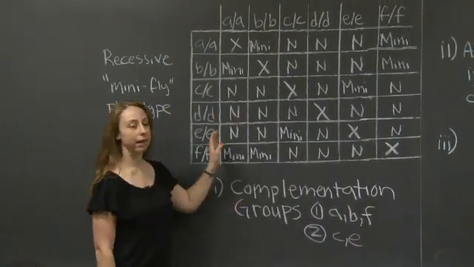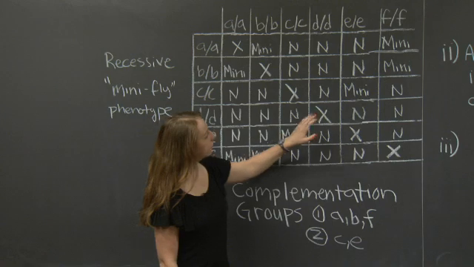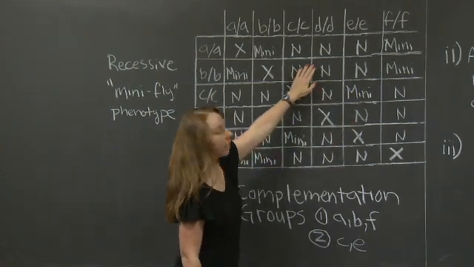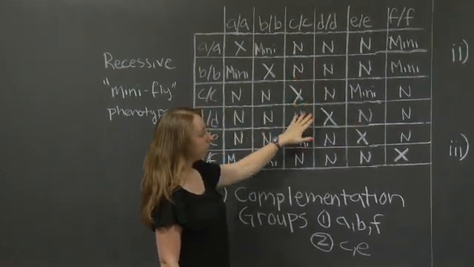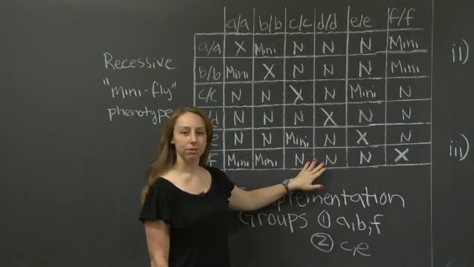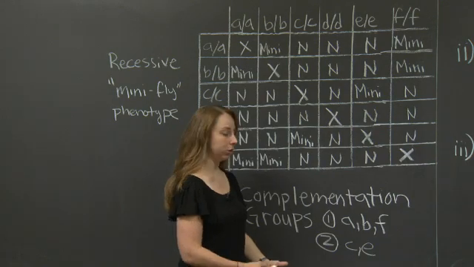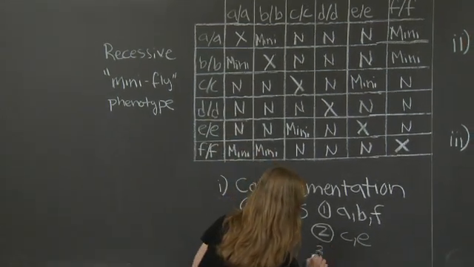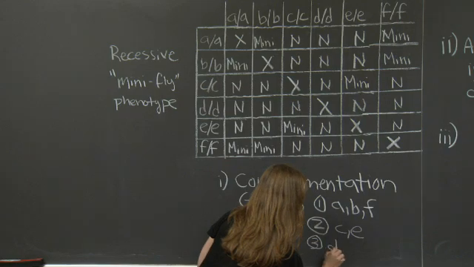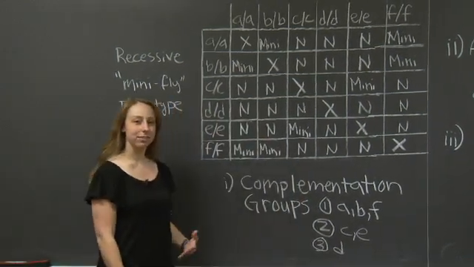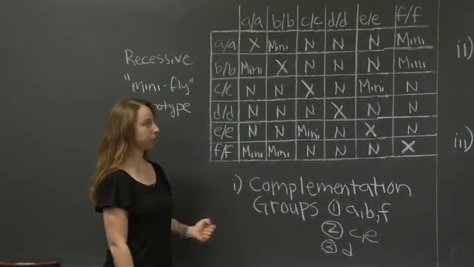So now we're done with A, B, C, E, and F. So looking at D, when crossed to all the other flies, you never get a mini fly phenotype. So D must be in its own complementation group. Great, so we've identified all three complementation groups.